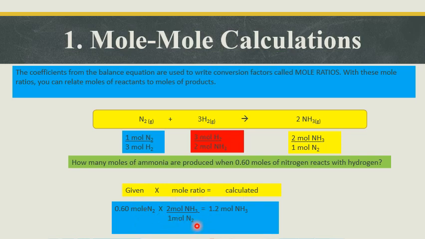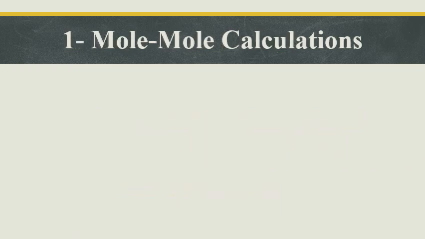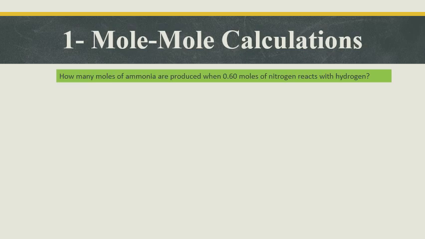And when you write that conversion factor, you can see that the moles of nitrogen cancel, and you can just multiply 0.6 times 2, that will be 1.2 moles of ammonia. This is one method of conversion, which is the mole ratio or dimensional analysis using the conversion factor. Another method, I think this is going to be much easier than using the conversion factor.